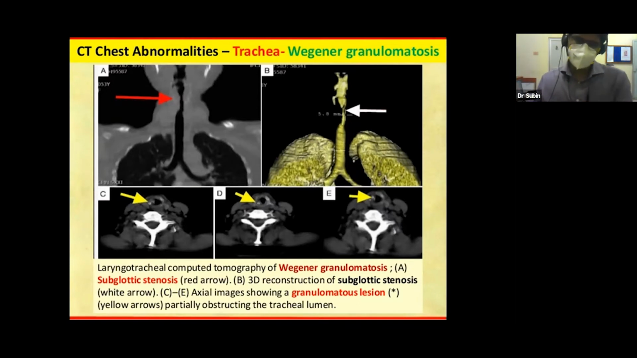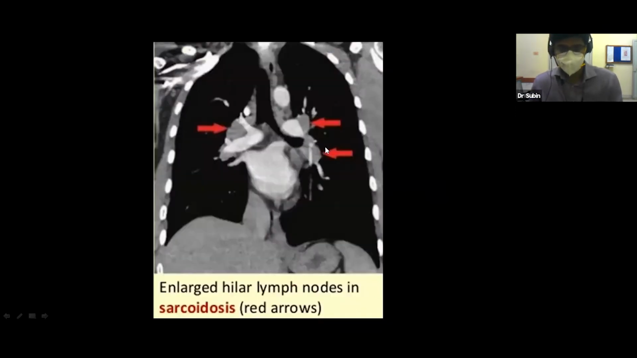So this is just to show how reconstructed images can be used to see tracheal involvement in granulomatosis with polyangiitis. This is a subglottic stenosis which is seen in granulomatosis with polyangiitis. These are axial images where you can see these granulomatous lesions within the tracheal lumen. And this is the coronal section which shows that the narrowing is present. This is just a reconstructed image.